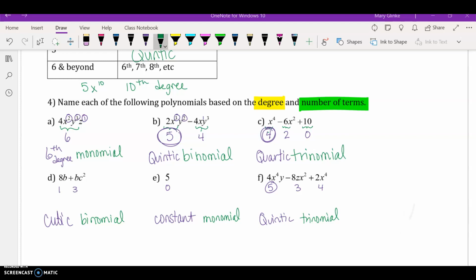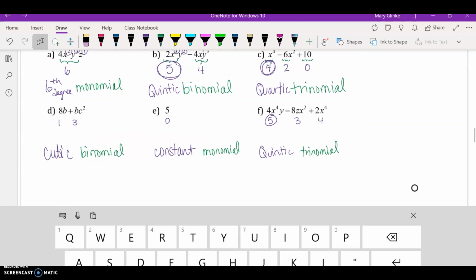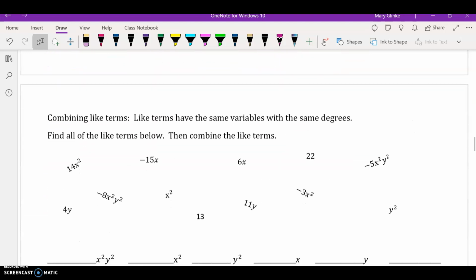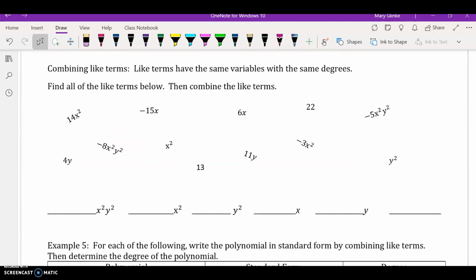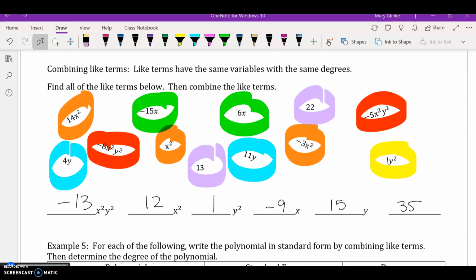So now we can start talking about polynomials. And what we want to start doing is adding and subtracting these different terms together. So this one's going to be very similar to the last one. Find all of the terms that are alike and combine them by just adding the numbers out in front. So you try it and then come back here for the answer. So for your x squared y squared, you have -8 and -5, which gives you -13 of those. You have 12 x squareds, 1 y squared, -9x, 15y, and 35.